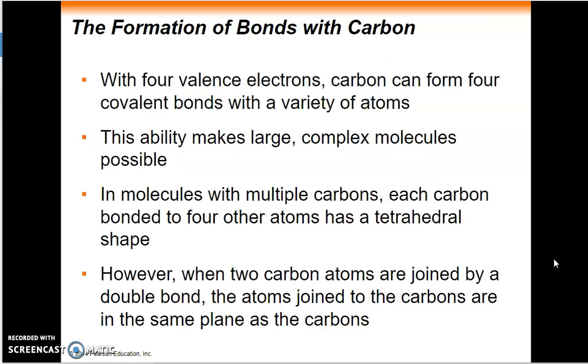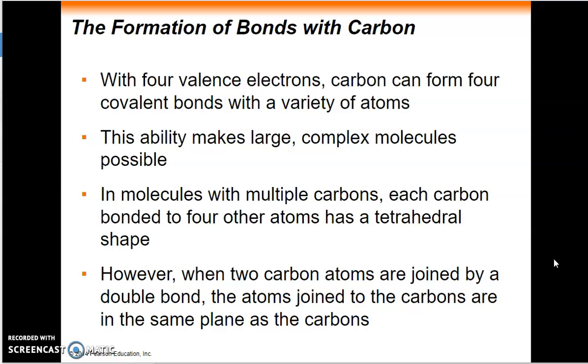Carbon usually completes its valence shell by sharing electrons with other atoms in 4 covalent bonds. Those can be single or double, or sometimes even triple bonds. The ability of carbon to form 4 covalent bonds makes large, complex molecules possible.